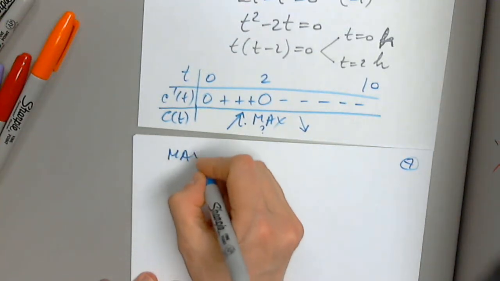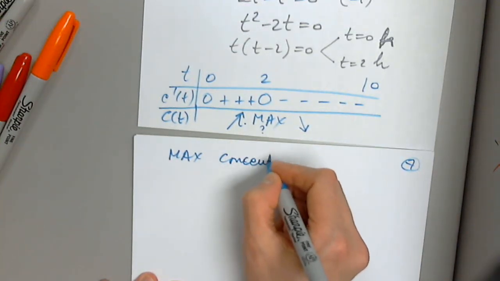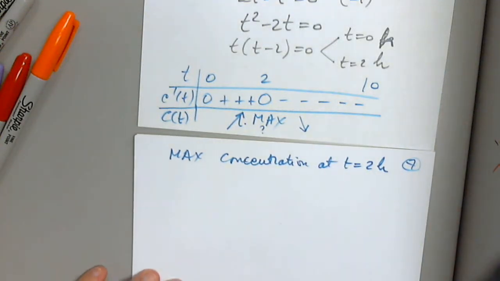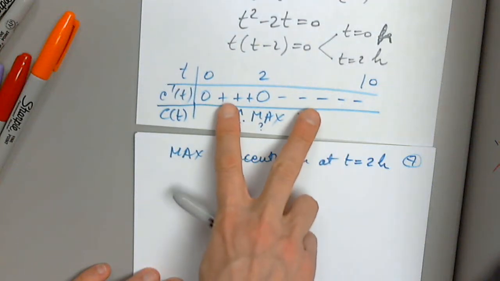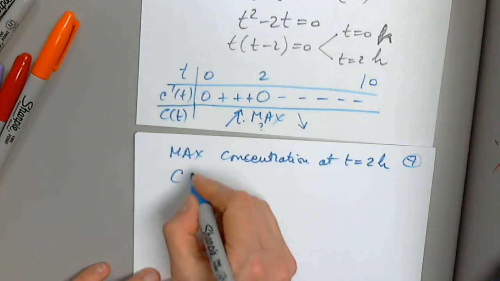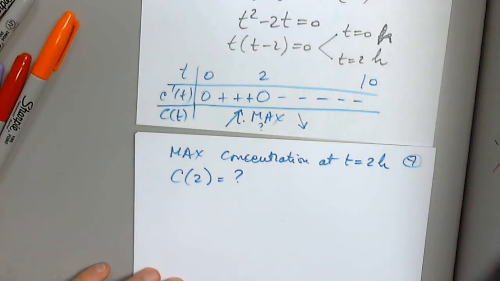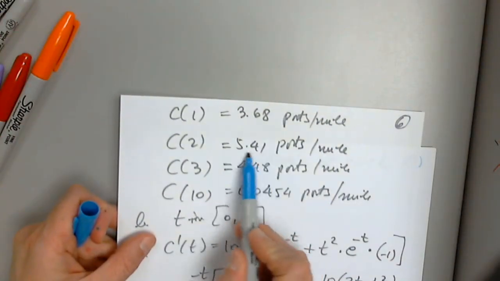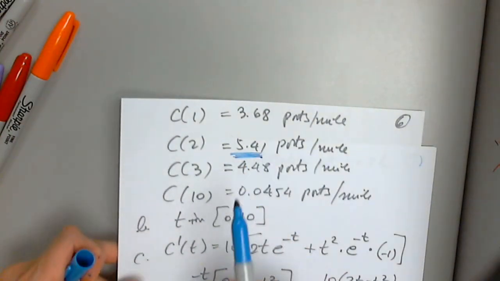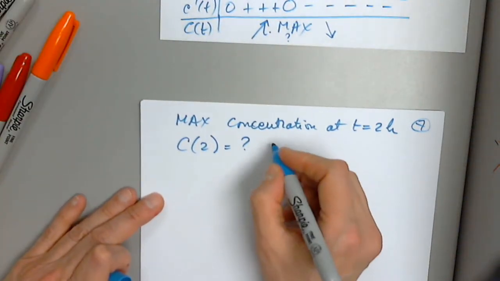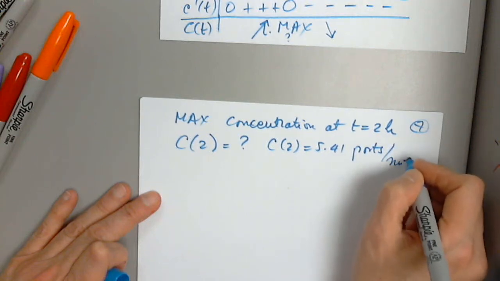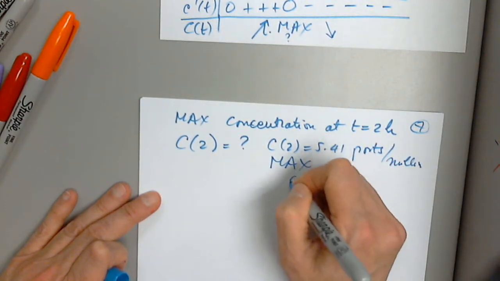Yes, max concentration at t equals 2 hours. We know that it's guaranteed by the sign of the derivative. But how much is it? I have to find C of 2. But I already have it right here. We calculated it a few minutes ago: 5.41. So C of 2 is 5.41 parts per million. Max concentration.